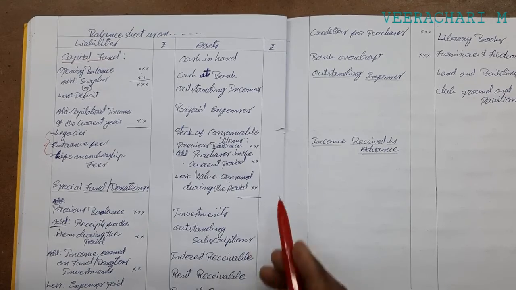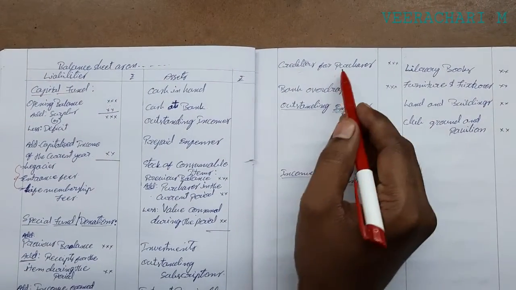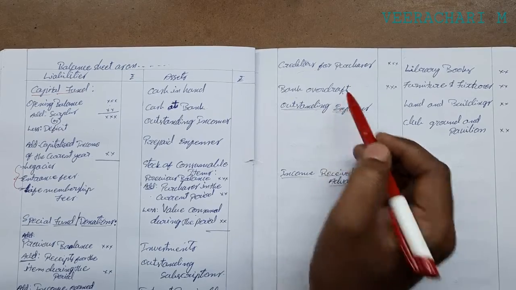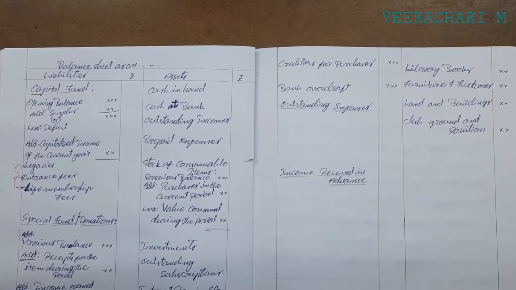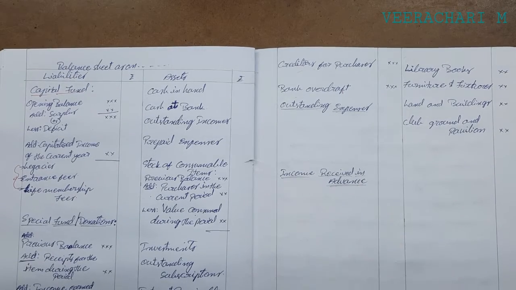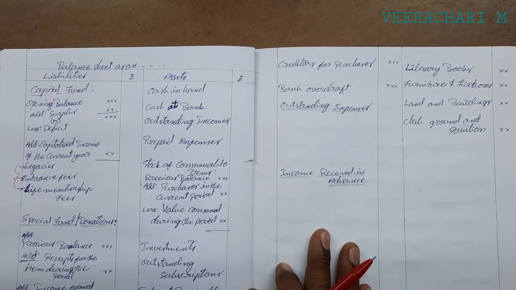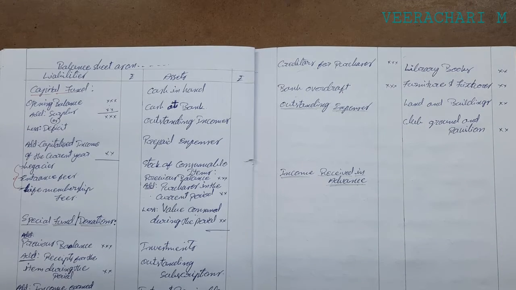And creditors for purchases, that is simply creditors. Next, bank overdraft. Next, any outstanding expenses, like outstanding salaries, outstanding rent, outstanding commission, outstanding ground manager salaries. Next, income received in advance, like rent received in advance. If income is received in advance, that is also a liability, and we write it in the balance sheet under the liability side. These are the liabilities in a non-trading concern business.